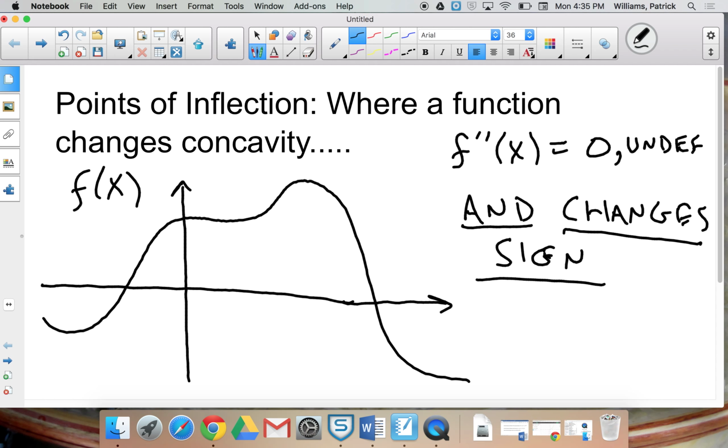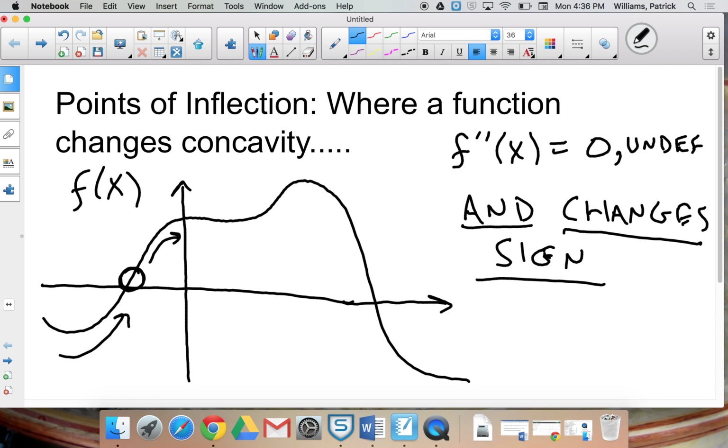All right, so if you look at this, remember, concavity is, I like to use the metaphor a lot of the time, a concave up function is a smiley face, a concave down function is a frowny face. So where do we get transitions between a smiley face and a frowny face? Well, one of them looks like it's about right there. We have a smiley face up until that point, and then it switches to a frowny face.